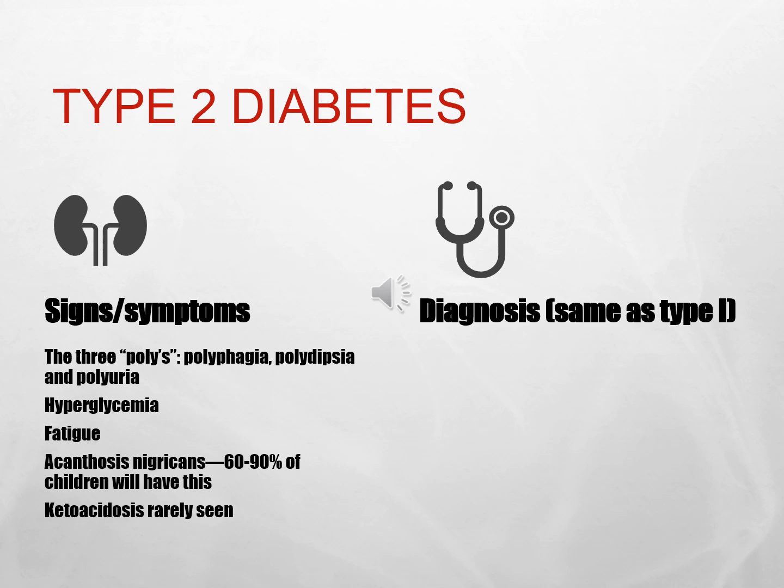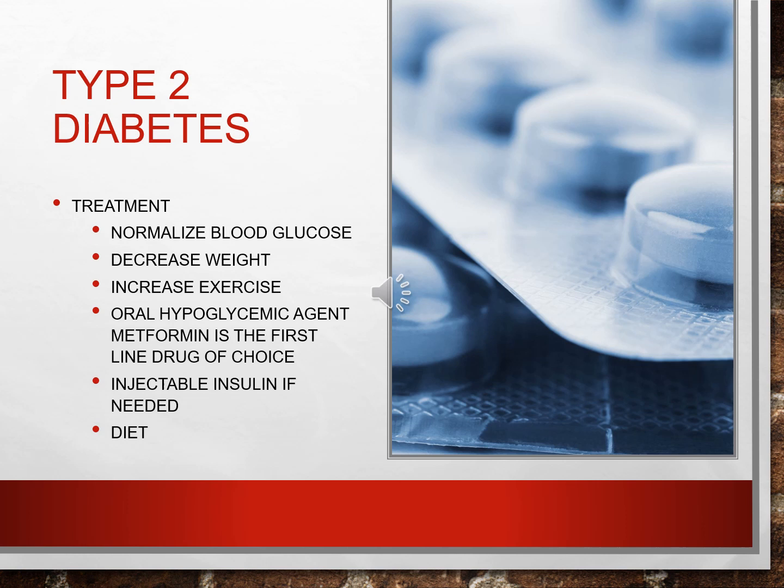When we go to diagnose this, we're looking at the same as type 1. Do you remember what that is? If not, go back and review that. All right, so let's look at treatment for type 2 diabetes, specifically with our pediatric patients. We want to normalize that blood glucose level, decrease their weight, increase their exercise, and make sure that they are on an oral hypoglycemic agent like metformin. That's generally their first drug of choice. They may need injectable insulin as well.